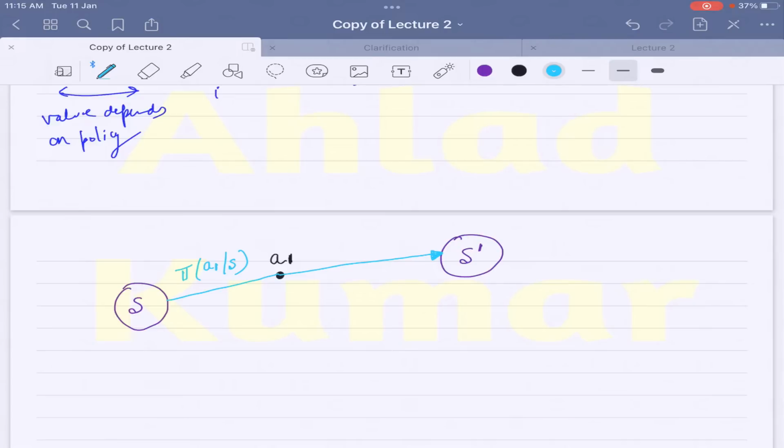And the probability of doing this jump is nothing but the probability of S prime and the reward that you are getting here, depending upon the state and the action that you have taken.